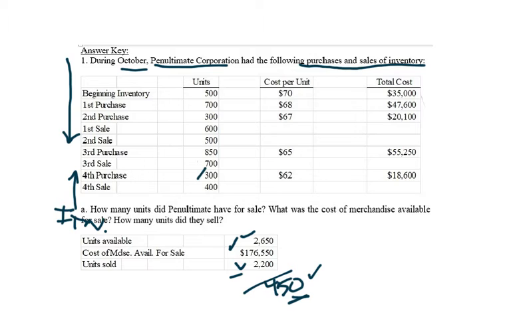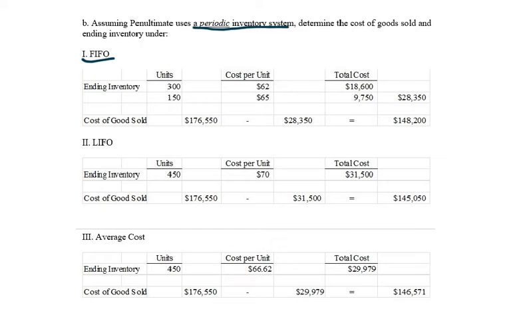So that's going to encompass all 300 of the last purchase at 62, so that's 18,600, and then another 150 units at 65. Trust me, that is a 1 and a 5. Now look at the next page, and it's all clear there. So in other words, all 300 of the last purchase plus 150 from the third purchase. Multiply that out, add it together. So we're going to say that the value of ending inventory is 28,350.